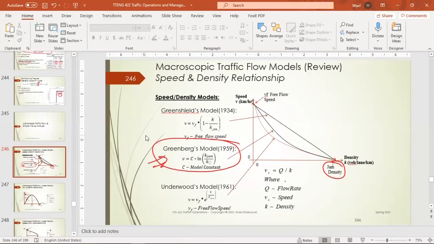So basically, the C here is the speed at maximum Q rate or maximum flow rate, which is V optimum. However, maybe we shall use this model more frequently than this one, because this one is easier to handle and deal with. But in more sophisticated applications and in simulation models, sometimes they use something like that. Any questions so far?